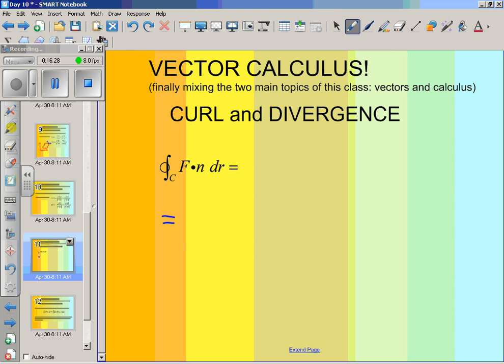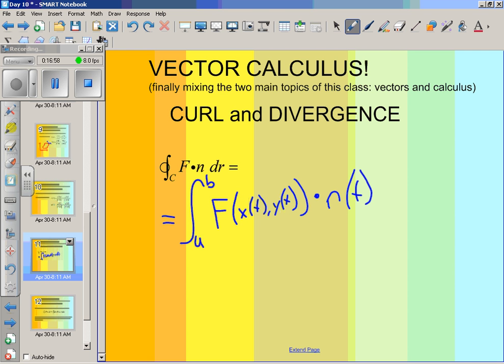So whenever we're trying to integrate these line integrals, the best thing to do is always just turn it into our parameter, which would be t. And so we're going to be integrating from a to b F of x of t, y of t, and then we're going to be dotting it with n of t, and then we're going to turn dr. Remember, we already said that that's equal to r prime of t.